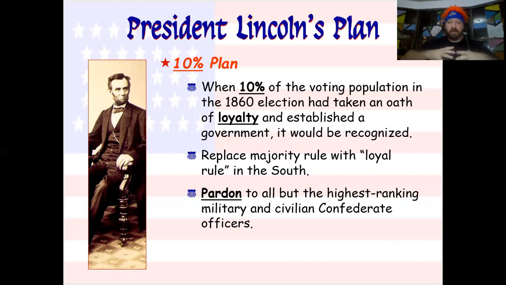Okay. He also had this idea he wanted to pardon all but the highest ranking military and civilian Confederate officers. Okay, so this is all part of saying, you know what, listen, we've had our problems, we've had our differences, but we need to find ways to start moving forward, because otherwise this is going to get really bad really fast. And this is Lincoln's vision.